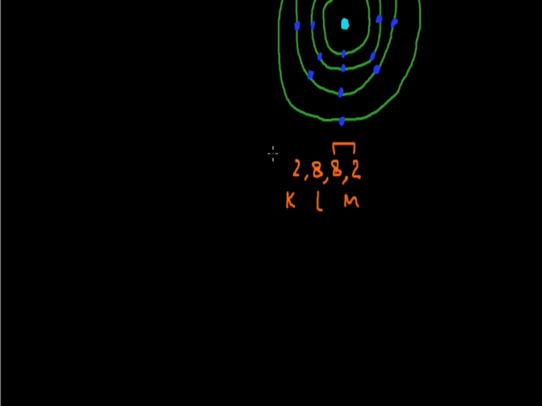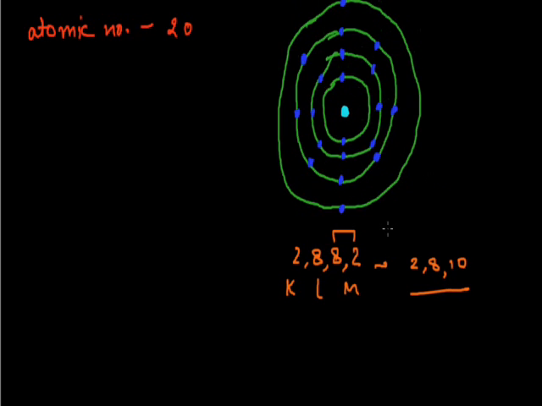Now here you can ask what is the requirement of filling 2 electrons in the outermost shell, and we know that M can have a maximum of 18 electrons, so why should the configuration not be 2, 8 and 10? There is some reason behind this. These shells are further divided into subshells.